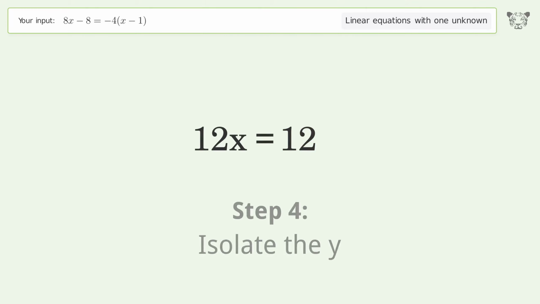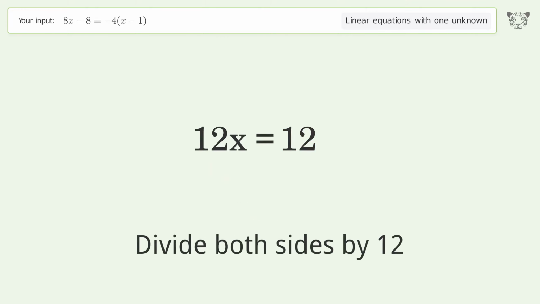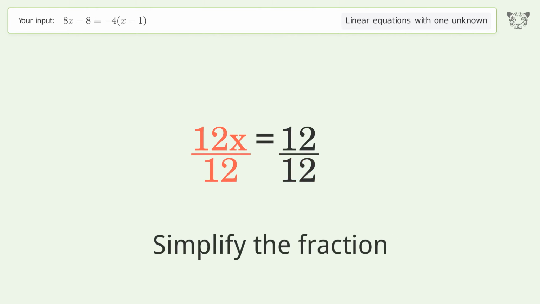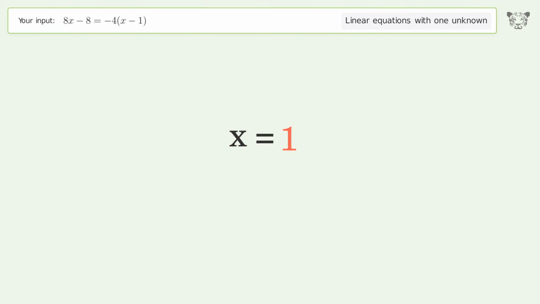Isolate the y. Divide both sides by 12. Simplify the fraction. And so the final result is x equals 1.